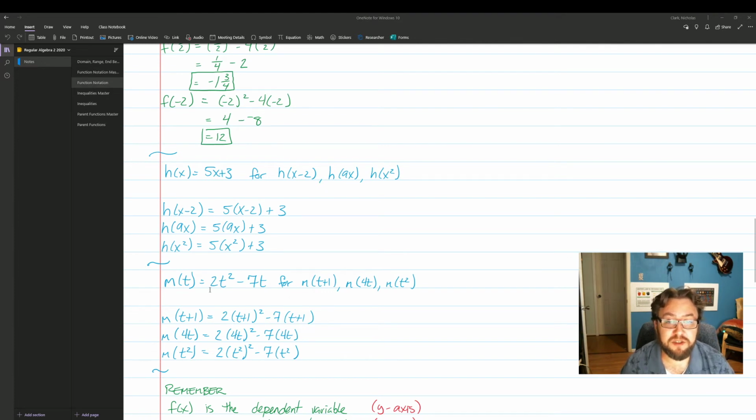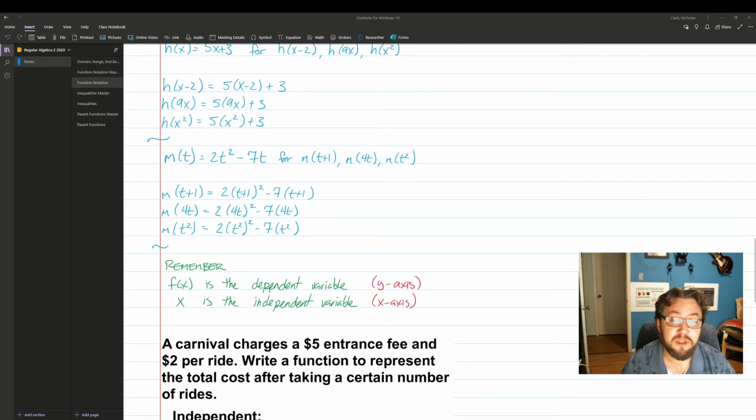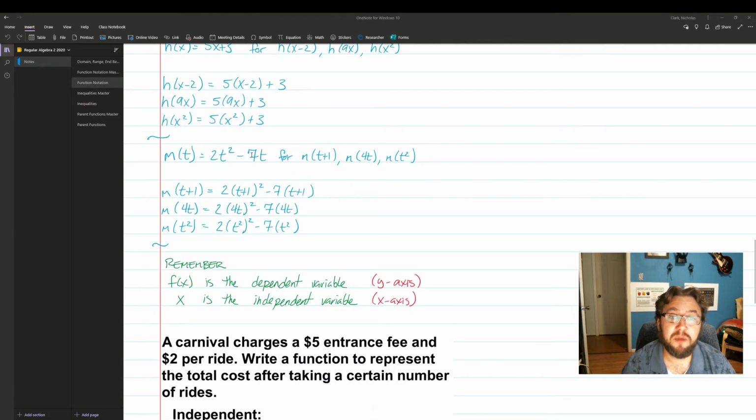Down here with the t, you can see that I replaced the t in both places it appears in the equation. So I've got 2t squared minus 7t. For t is t plus 1, I replaced this t with t plus 1. And I replaced this t with t plus 1. For t equals 4, replace it with 4. For t equals t squared, I replace both t's with t squared. So you just replace whatever letter was originally in the parentheses with whatever the problem says you should replace it with.